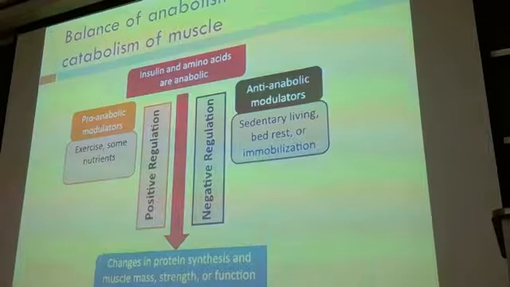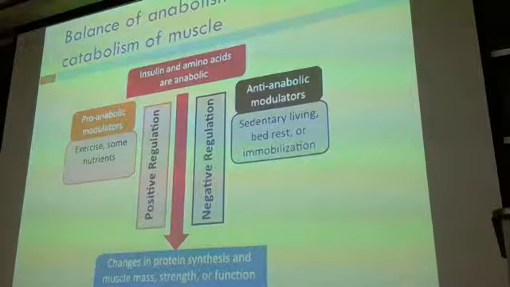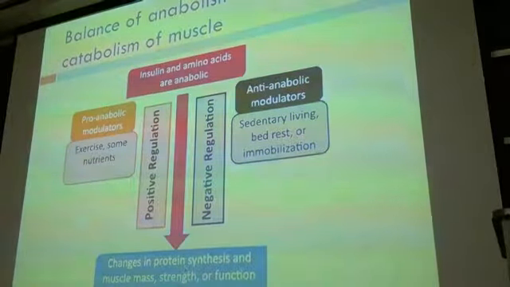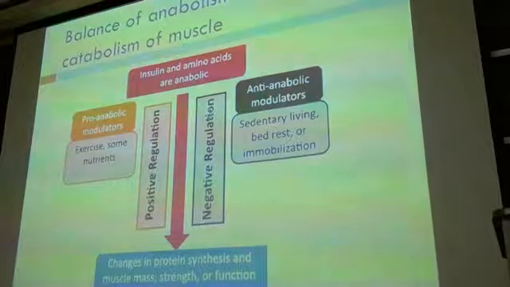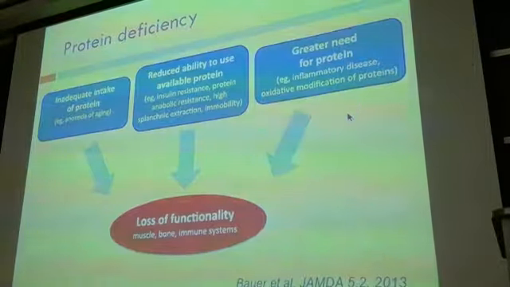So it's constantly going up and down in terms of the conditions that muscle faces in life that help cells to proliferate, grow, and counteract the effects of breakdown with disuse. Insulin and amino acids are anabolic. Exercise can promote anabolism. Some nutrients we'll talk about in a moment. So that's a positive effect on protein synthesis, muscle mass, strength, and function. On the negative side, catabolic or anti-anabolic effects, sedentary living and immobilization, we just talked about.